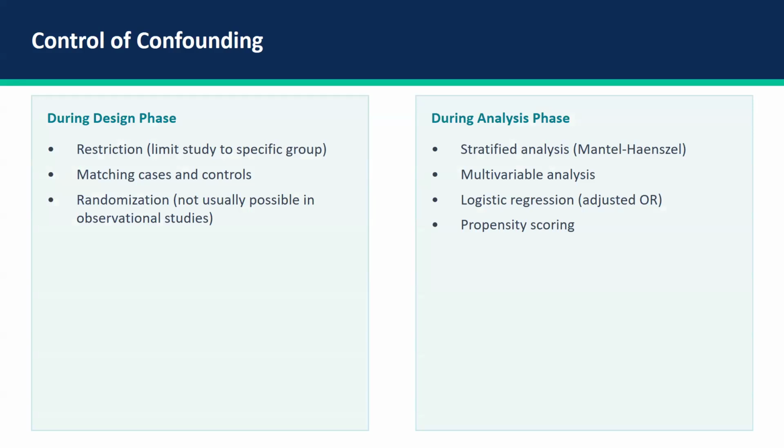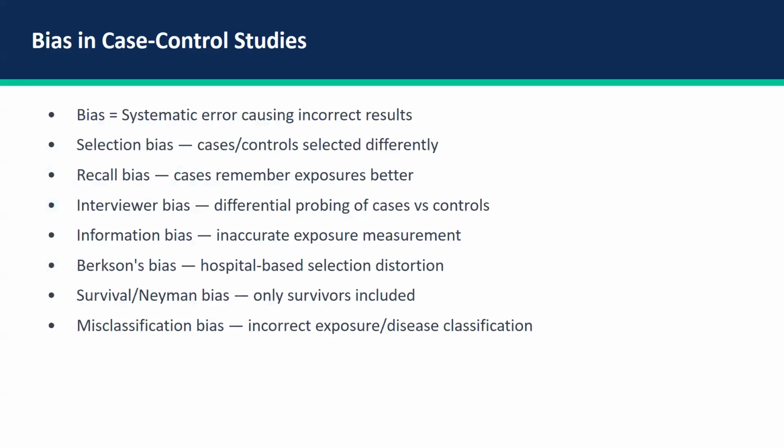So how to control the confounding factors? They can be controlled in the design phase and during the analysis phase as well. During the design phase, we can do restriction, means limit the study to a specific group. Then matching, as we talked about it, between cases and controls. Randomization, but this is not possible in observational studies. If we specifically talk about a case control study, then matching is the preferred method. Then during analysis phase, we can apply different methods like multivariate analysis, logistic regression, and the stratified analysis to reduce confounding.